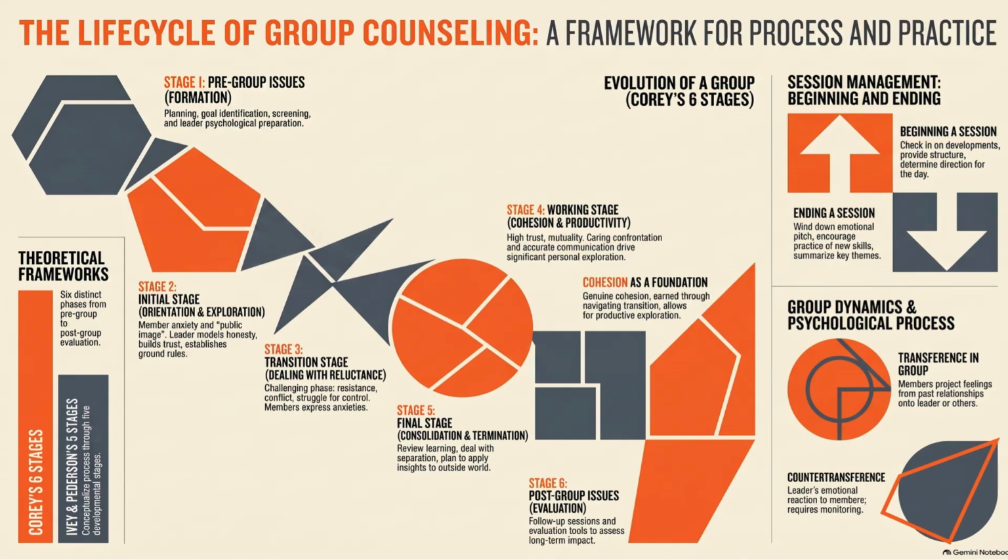The promised land. This is where you achieve what the texts call high cohesion. Cohesion is the glue. It's the engine of change. When you read the characteristics of the working stage, it sounds like a totally different room. The atmosphere completely shifts. The defensiveness drops. Communication is open, direct, and incredibly honest. Members aren't constantly looking to the leader for permission to speak anymore. They are interacting directly with each other. They finally feel supported enough to drop the public image entirely and risk trying out new vulnerable behaviors.